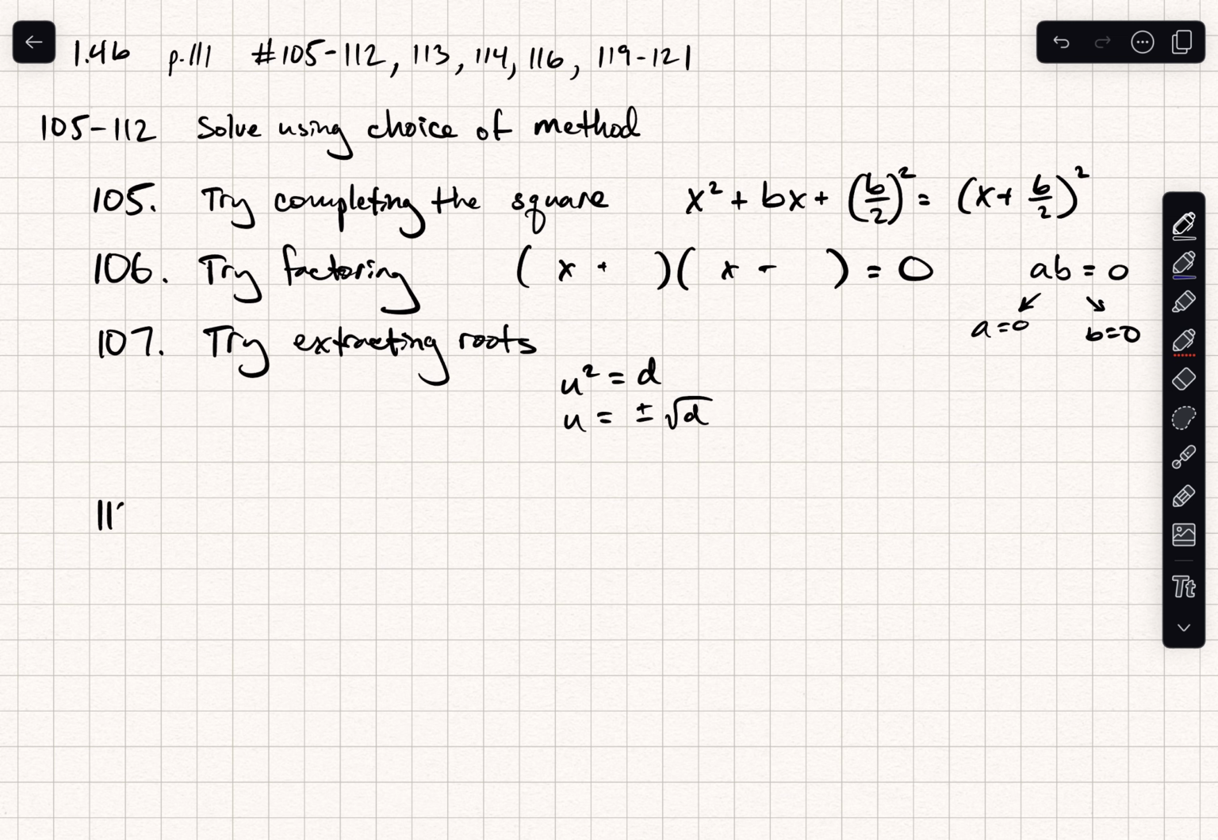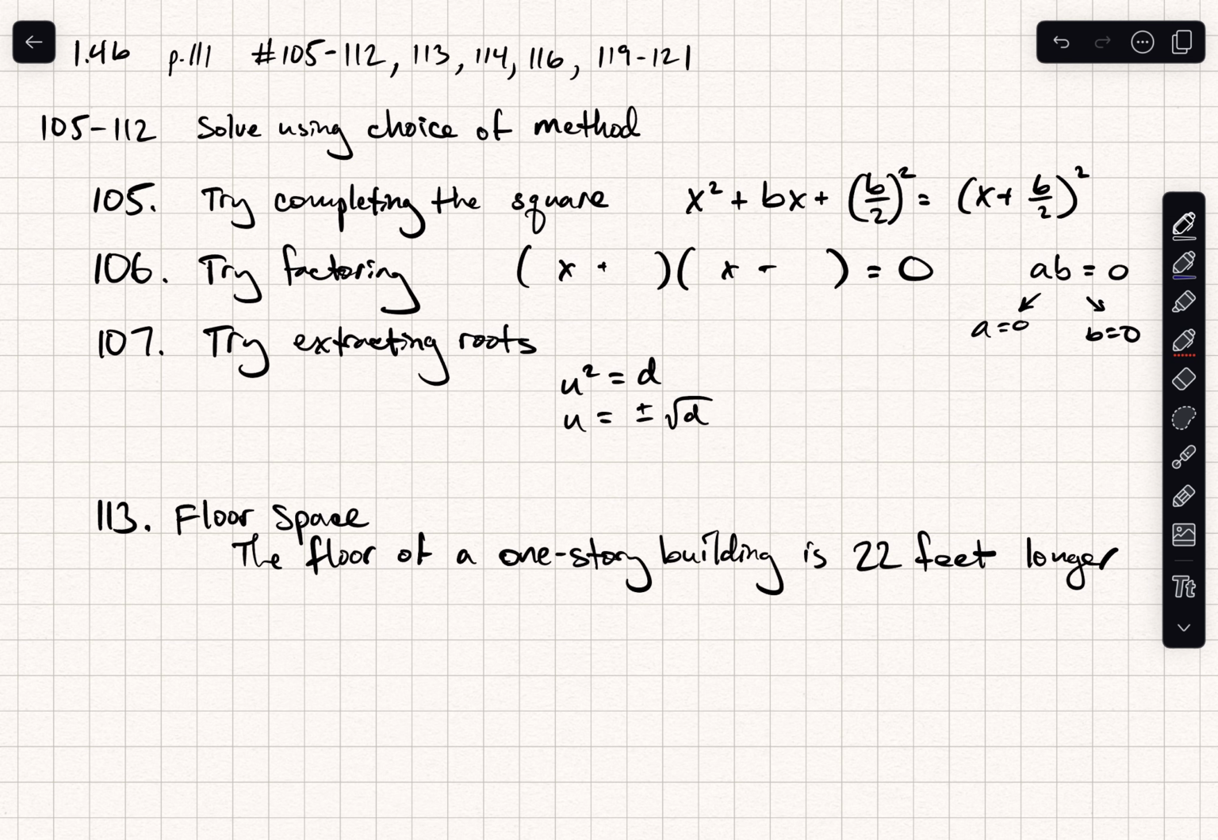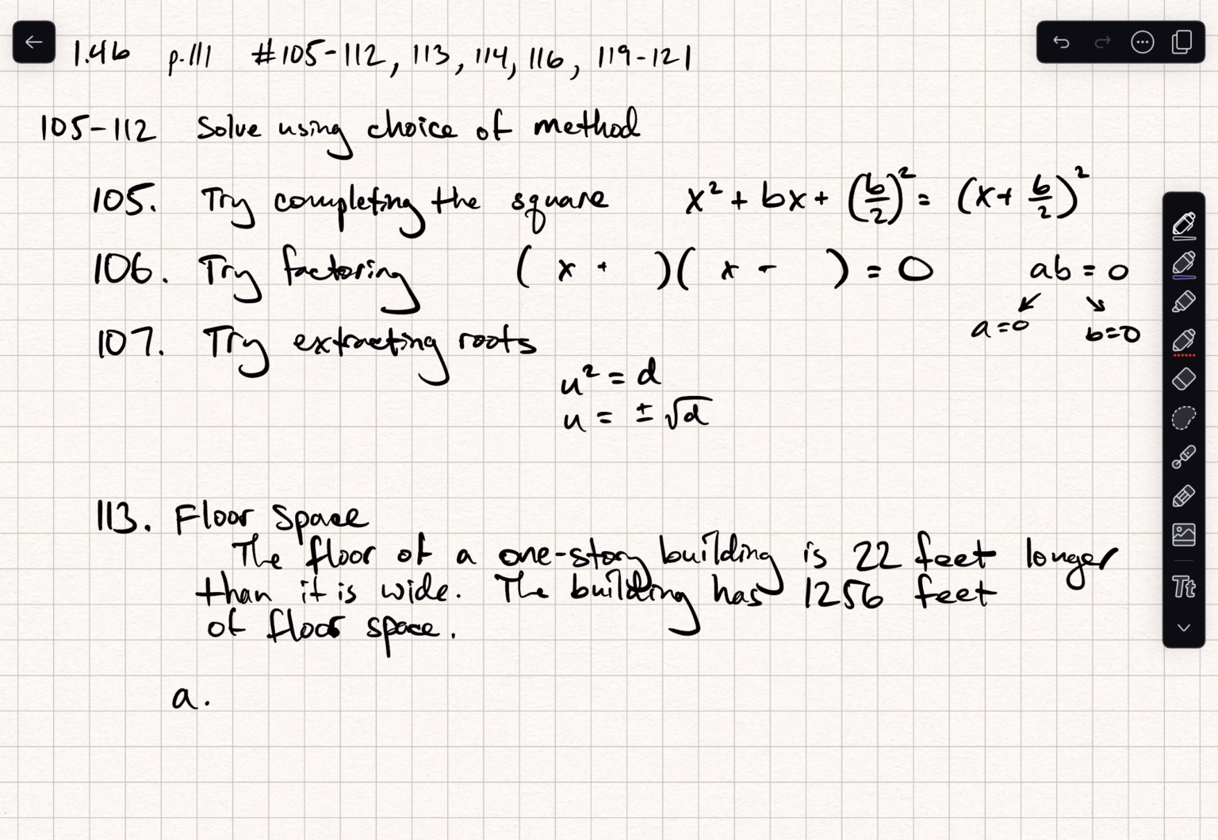For number 113, I'm not going to show you exactly how to solve number 113, but I'll solve a similar problem. So the floor of a one-story building is 22 feet longer than it is wide. And the building has 1256 square feet of floor space. For part A, I'm going to write an equation for the area of the floor space in terms of the width. Here's my floor space.